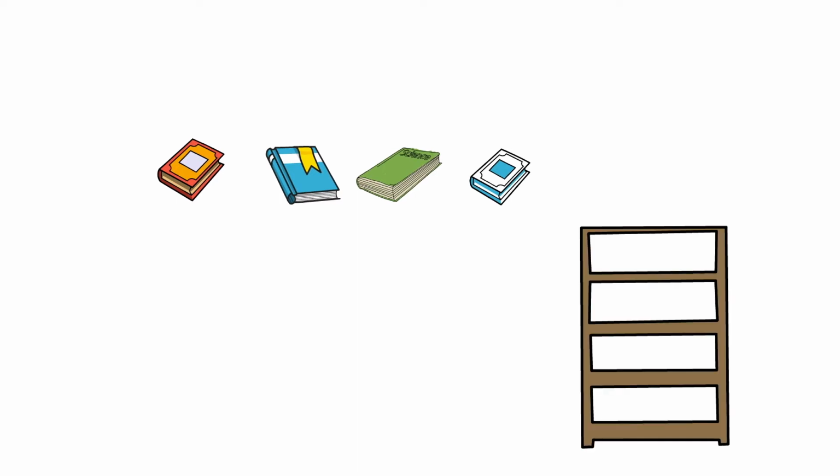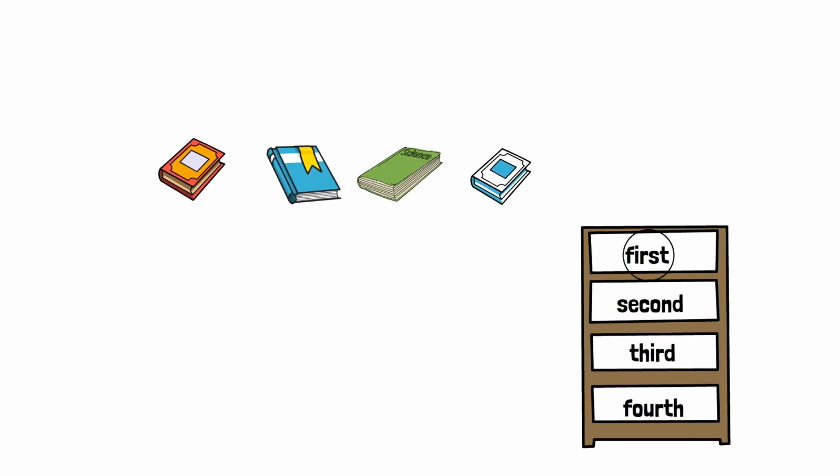Suppose there are 4 different color books, orange, blue, green and white, that have to be arranged on 4 shelves. So mark them first, second, third and fourth. Now find out the number of ways it can be arranged. In such a case, as there are 4 books, the first shelf can be filled in 1, 2, 3, 4 different ways. It can be orange book, blue, green or white. So for the first shelf, there are 4 different ways.